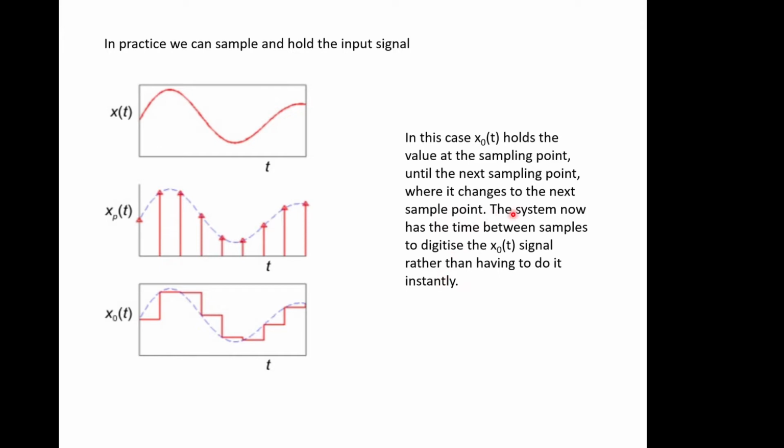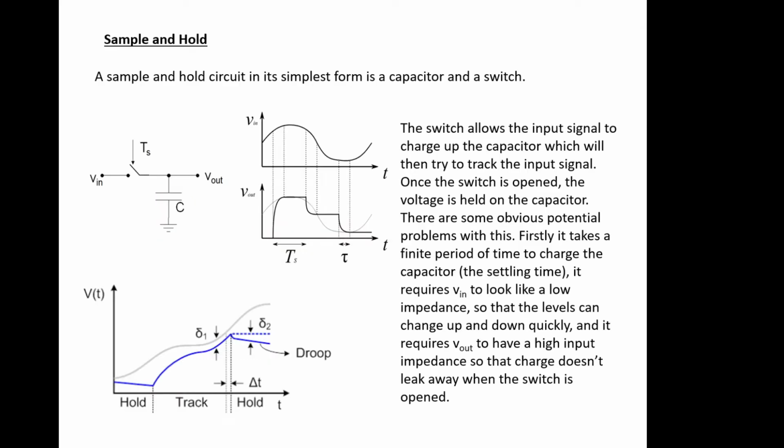And importantly, the system now has the time between the samples to digitize the signal, because remember, this is only digitizing it in terms of time. We need to now digitize it in terms of amplitude as well, and so now we've got this period of time to actually do some processing and work out what the amplitude actually is of this signal. And the signal is being held for us, so we can keep referring back to it if we want to, which various techniques like to do. So it's subtle, it's sort of obvious, but it needs to be stated.